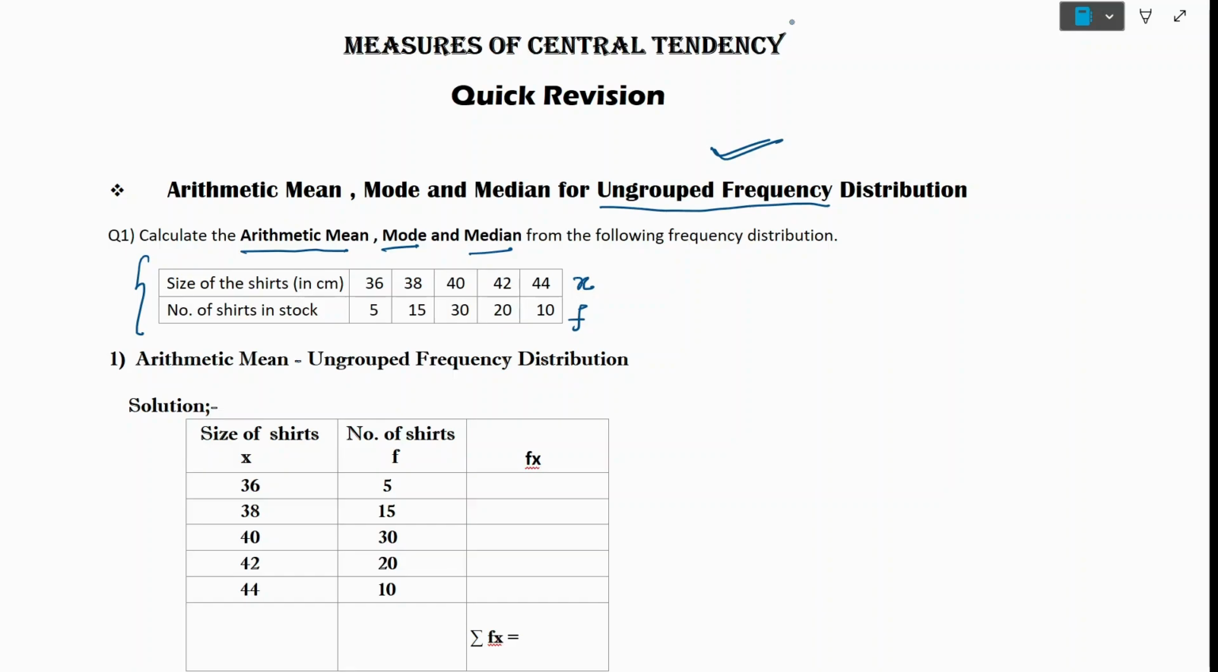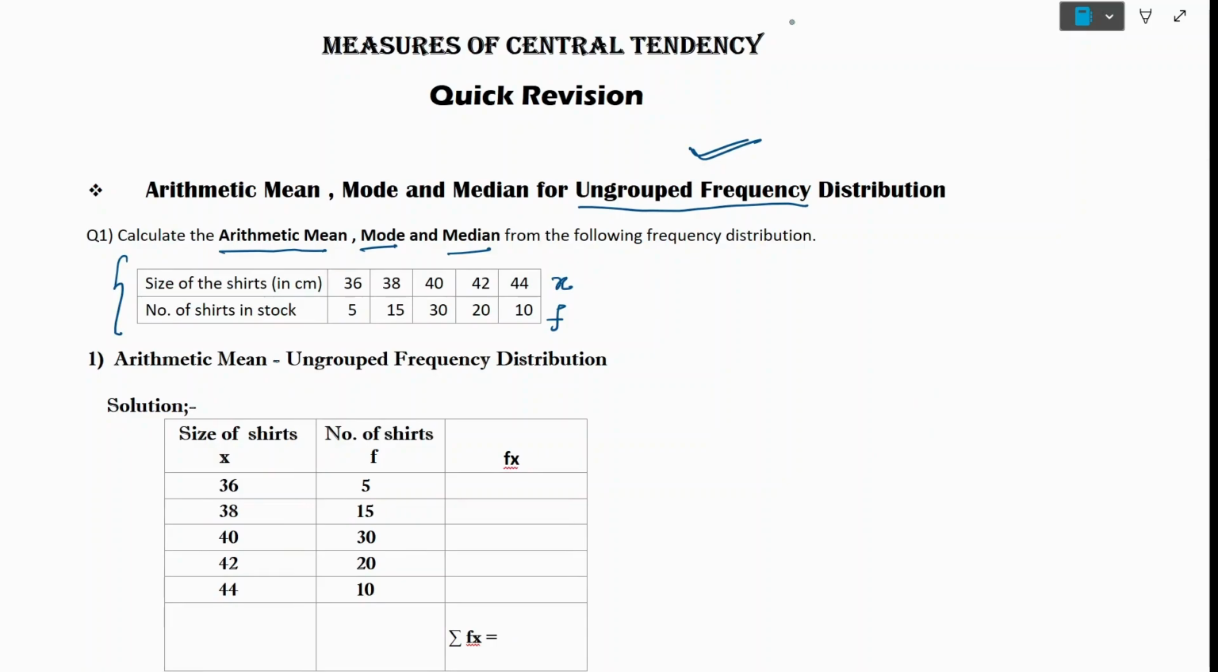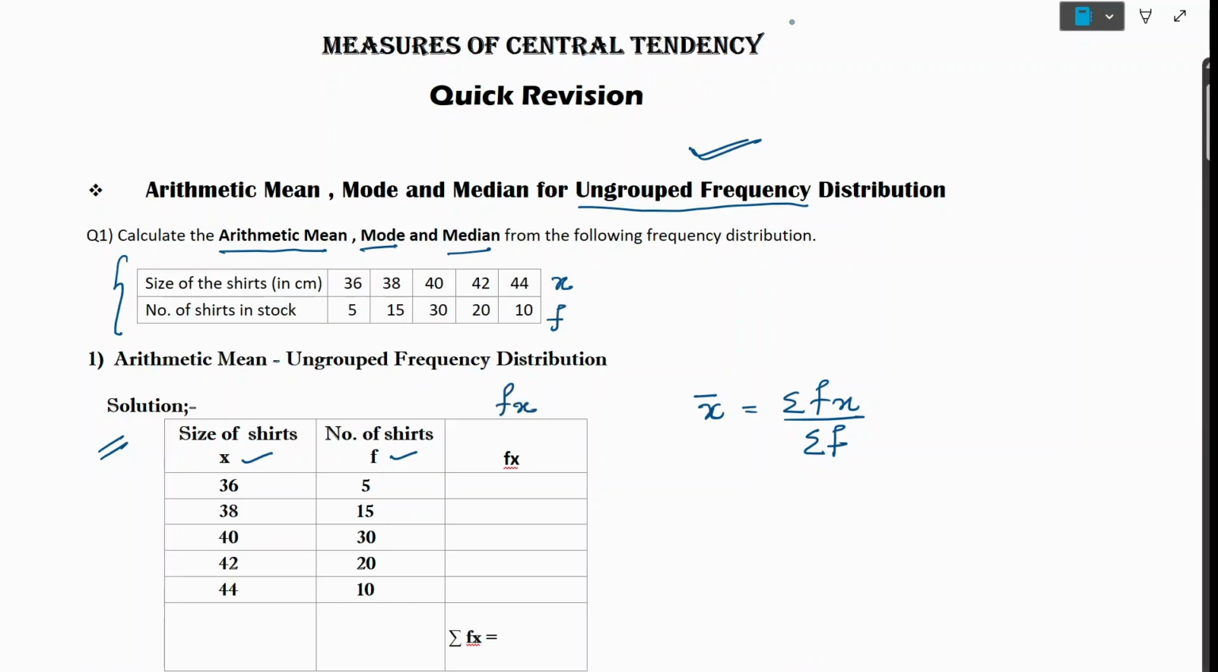That means this is an ungrouped frequency distribution, or discrete data. Now how to calculate arithmetic mean for ungrouped frequency distribution? First of all, we need to think about our formula. The formula for arithmetic mean is X bar equal to sigma Fx divided by sigma F. Step number 1: first, prepare a table. The table consists of 3 columns: X, then F, taken from the question, and the third column Fx, which means F multiplied with X. Here, 36 multiplied with 5, 38 multiplied with 15. The corresponding X and F values will be calculated and written in this column.